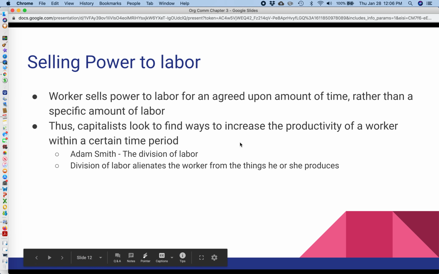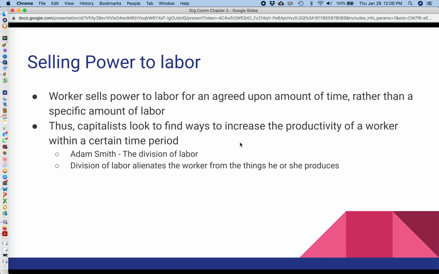So as a result, workers sell their power to labor, their ability to work, for an agreed upon amount of time, 8 hours a day, or what have you, rather than a specific amount of labor. In other words, when you go to work on an assembly line, you don't sign an employment agreement that says, I'm going to make 100 widgets a day. You go to work with the understanding that you're going to work a certain number of hours a day and get paid a certain amount of money for each hour you work. Okay? As a result, the people in charge are always on the lookout to find ways to increase your productivity within a certain period of time.